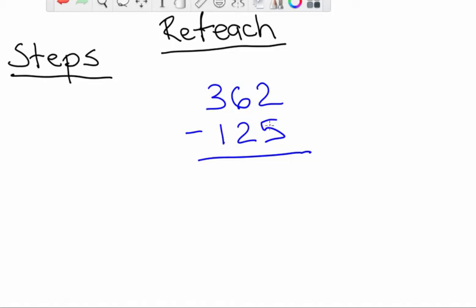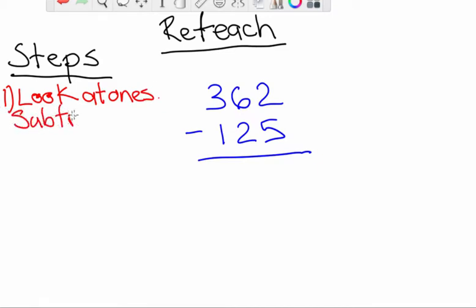All right, let's go ahead and get started working on this problem. The first step that we're going to take is we're going to look at the ones. Look at ones, and we're going to subtract. So let's look. And the question is, do we need to regroup?